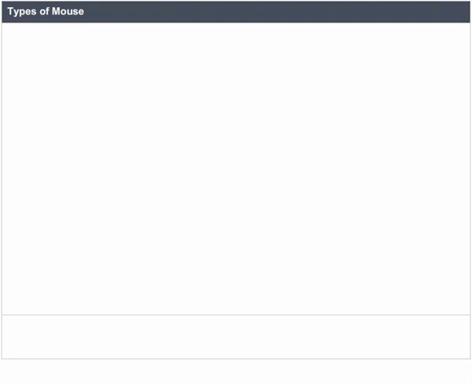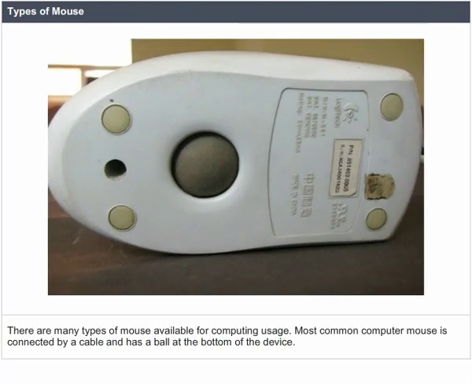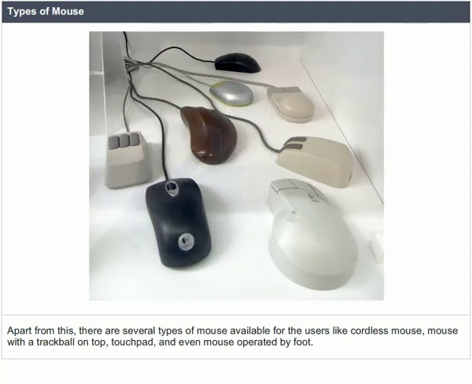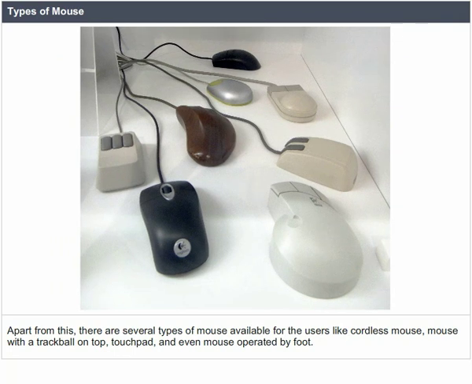The most common computer mouse is connected by a cable and has a ball at the bottom of the device. Some mouses have a scroll wheel between their left and right mouse buttons. Most common computers use this type of mouse. Apart from this, there are several types of mouse available for the users, like cordless mouse, mouse with a trackball on top, touchpad, and even mouse operated by foot.